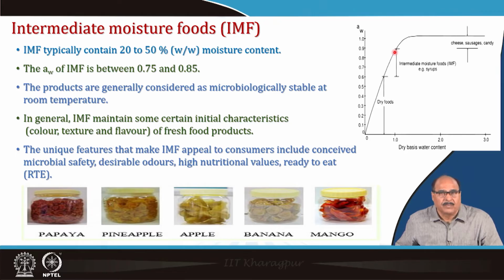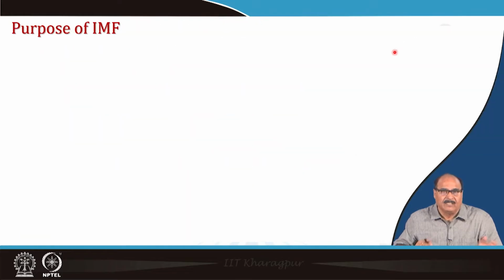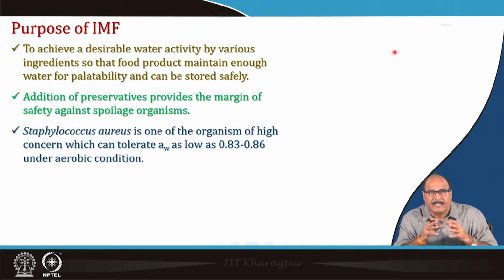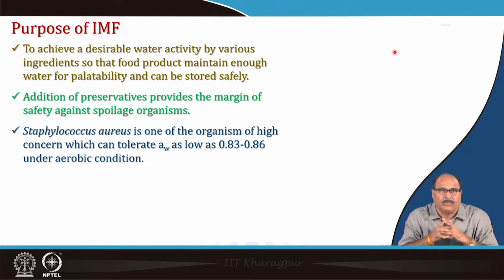These are some of the products made from papaya, pineapple, apple, banana. These intermediate moisture foods are available in the market. Basically, the purpose of intermediate moisture food is to achieve a desirable water activity by various ingredients, so that the food products maintain enough water for palatability and can be stored safely. The addition of preservative provides a margin of safety against spoilage microorganisms. Even Staphylococcus aureus is one of the organisms of high concern in these cases, because it can tolerate aw as low as 0.83 to 0.86 under aerobic conditions.